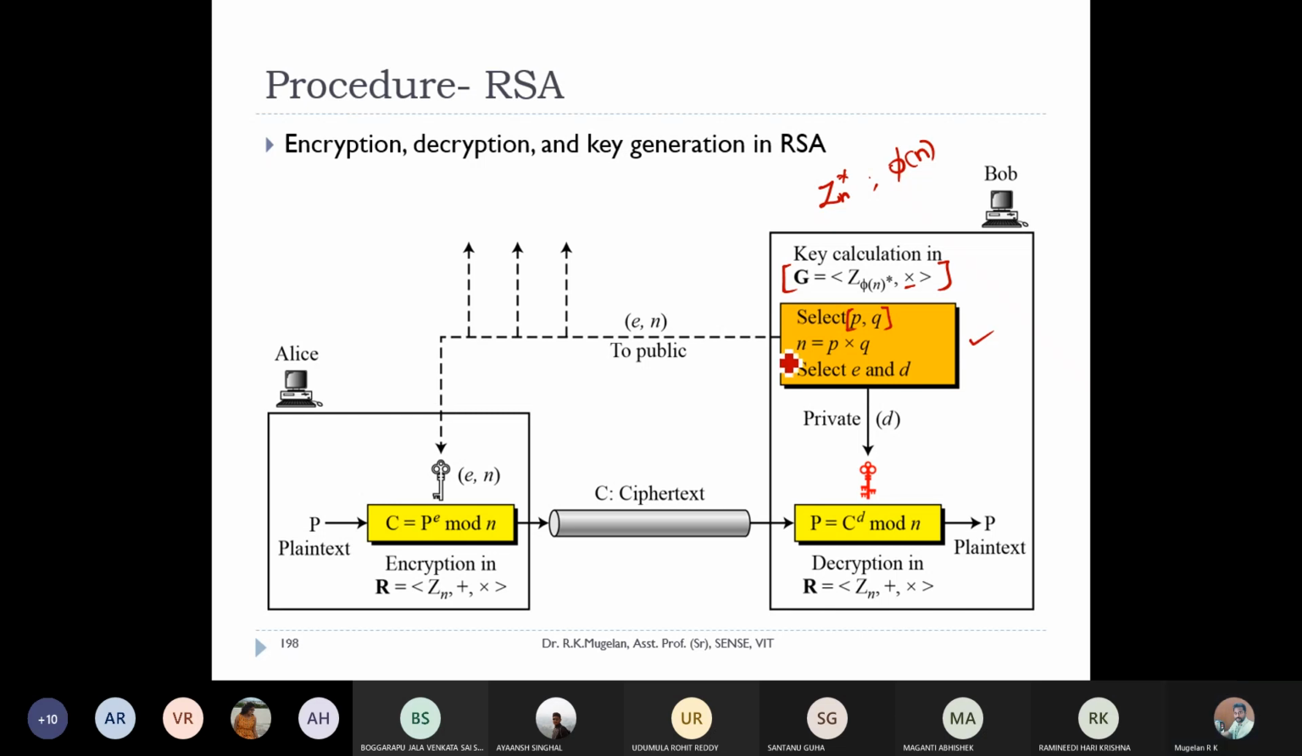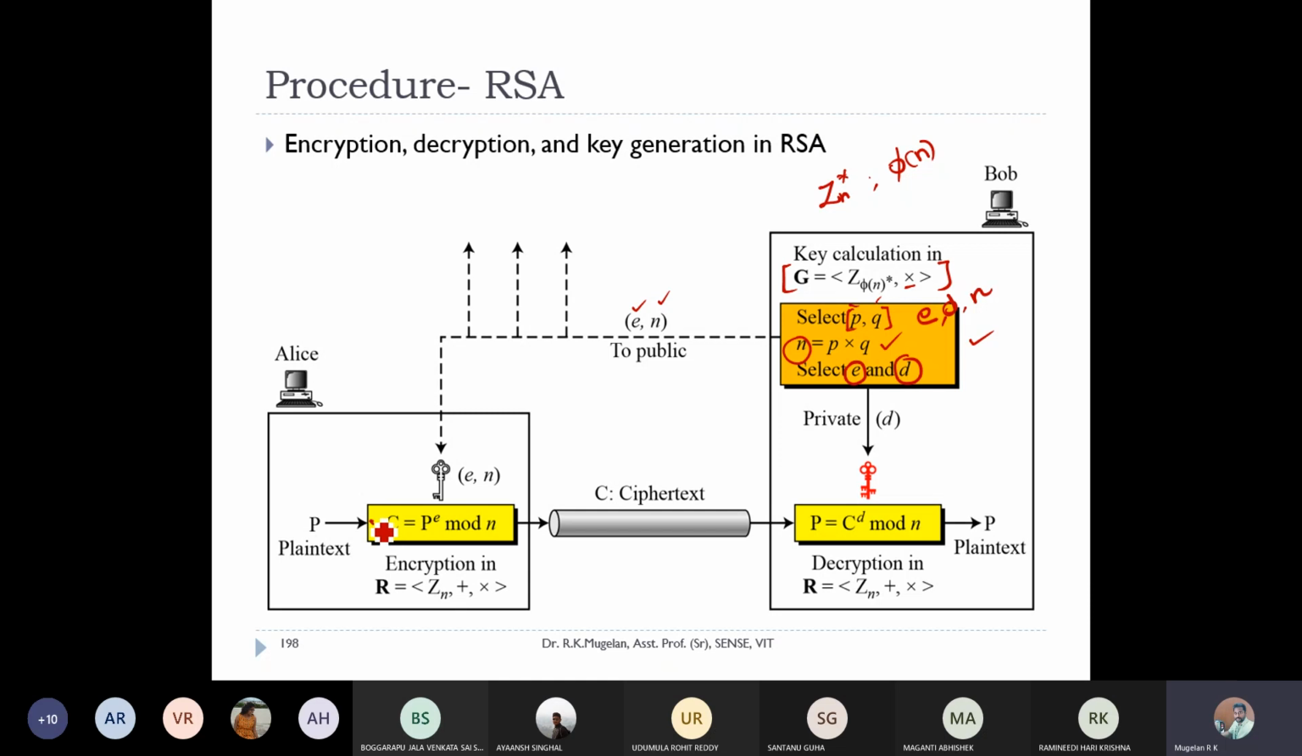Now you'll calculate the value of n. Then you'll select the values of E and D. You will see how E and D are selected and computed in the next slide. In this key generation procedure, we get the values of E, D and N, because N is produced from the two prime numbers P and Q. I'll announce E and N to the public, so that whoever wants to communicate with Bob will access E and N of Bob.